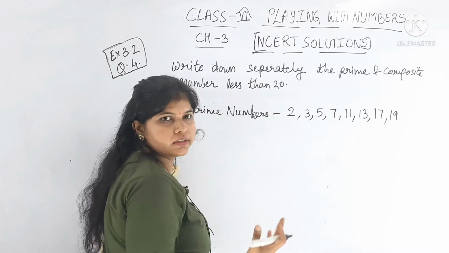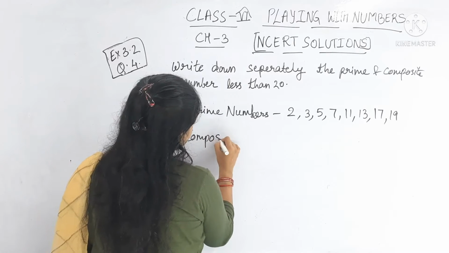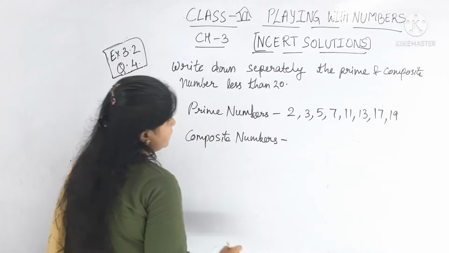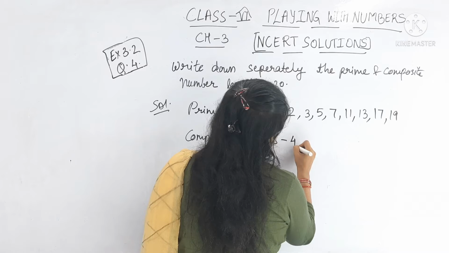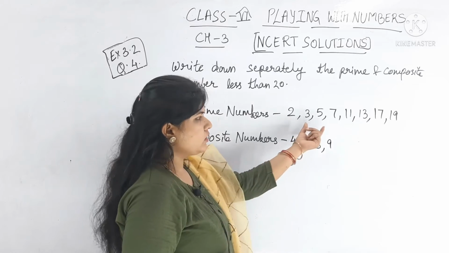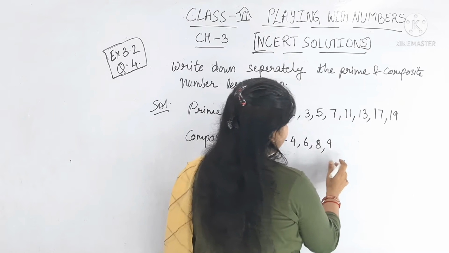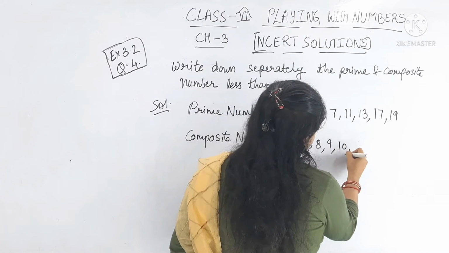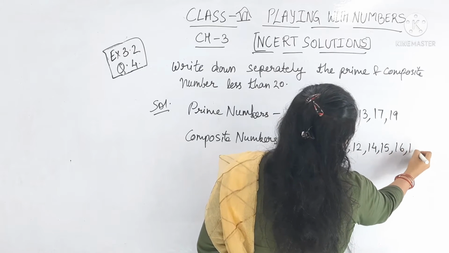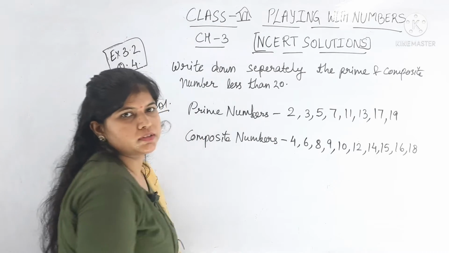Now you have to write the composite numbers. Composite numbers are 4, 6, 8, 9, the ones left after the prime numbers, which means those which are not prime. These are the composite numbers: 9, 10, 12, 14, 15, 16, 18. Those are the composite numbers less than 20.